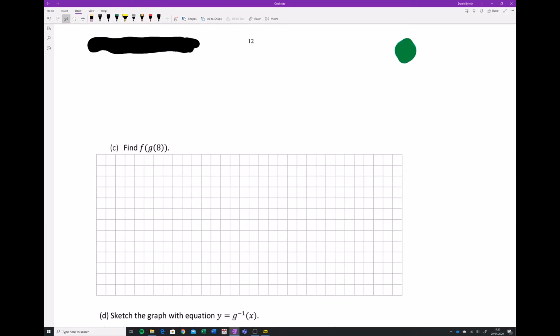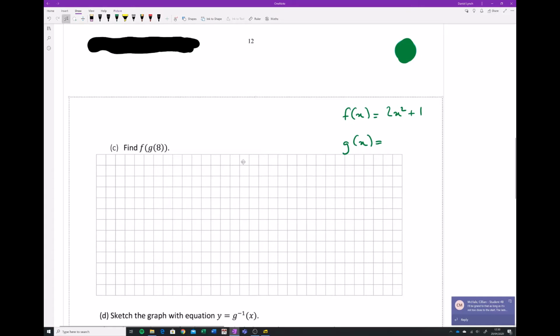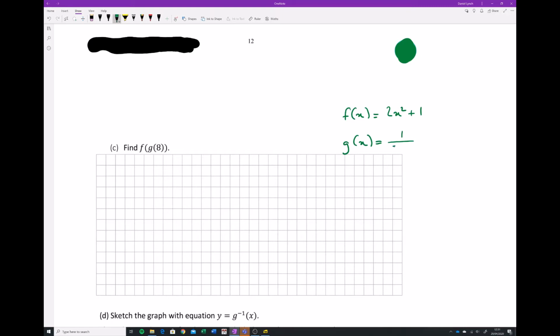Find f of g of 8. Okay, find f of g of 8. So I'll just talk about this one here. This one is actually quite a simple one to do, but we should talk about it, like, we'll just make up an example over here. So we'll say that f of x is equal to 2x squared plus 1, and we'll say that g of x is equal to, thanks Killian, we'll try and pick something easy, 1 over 3x.